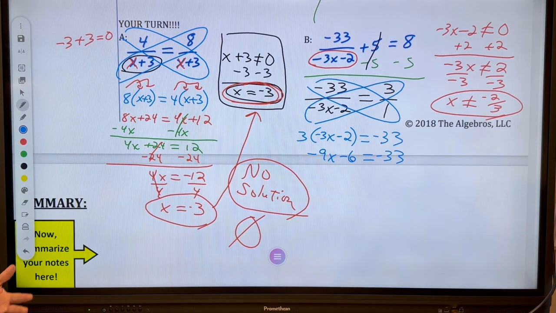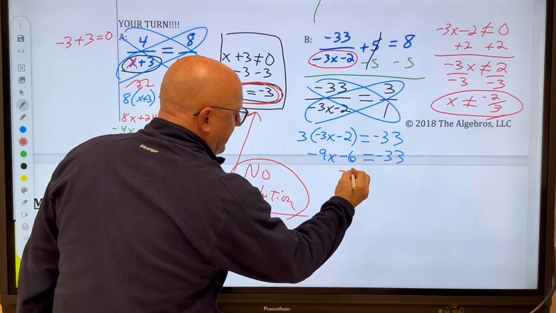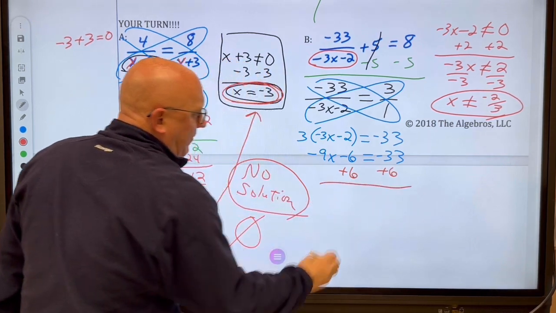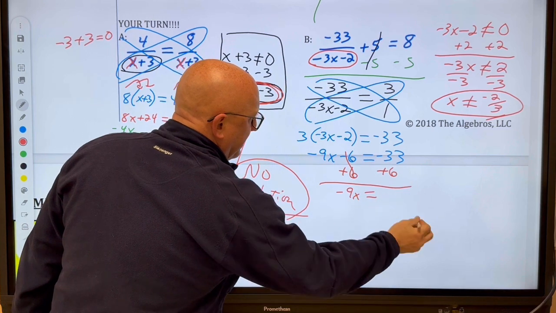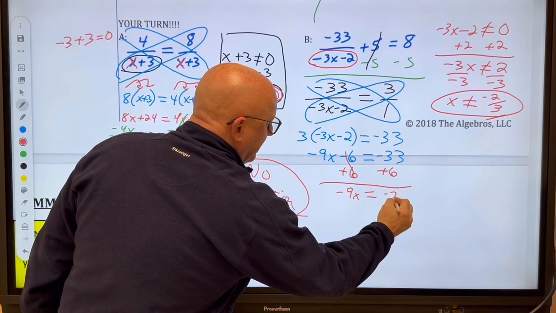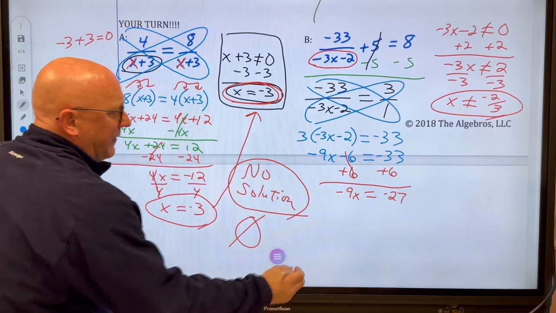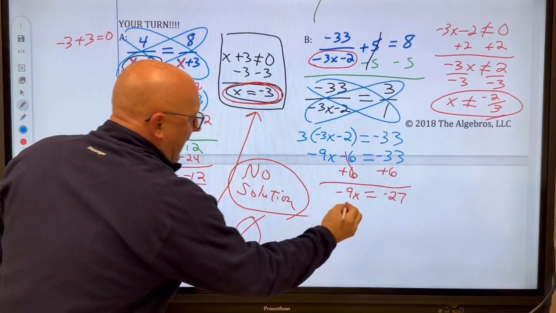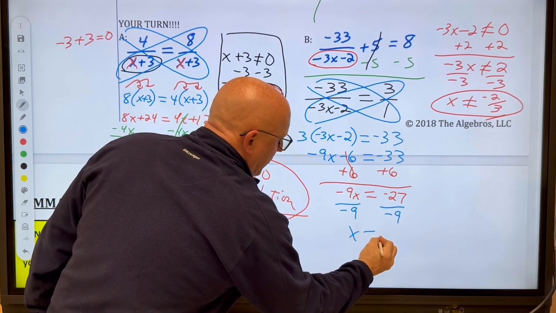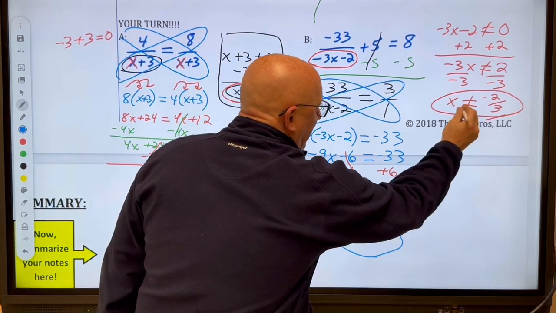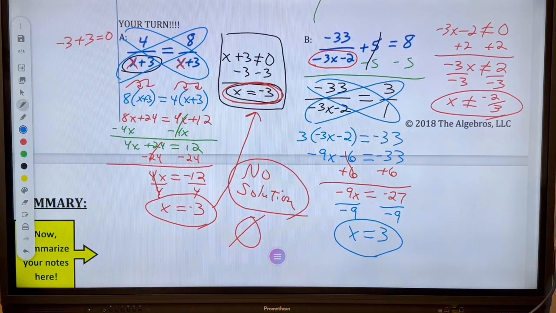Again, pause the video, stop the video if I go too fast. All this should be reviewed, what I'm doing now. Use a calculator for some of these to double check if you need to. And I find my answer is x is equal to 3. This is not the same as that, so that is my answer. We do have a solution, and that solution is 3.